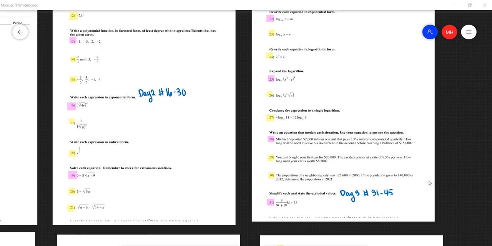Today is day 2 of our final review. So once again, we are doing 16 through 30 for day 2. I will do one problem and you will have 2 from each type of section to do alone.